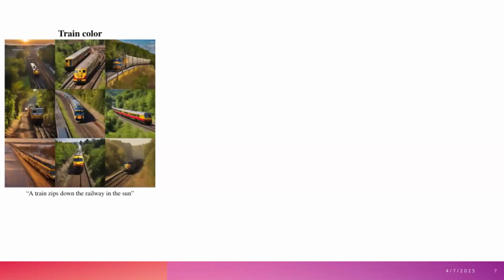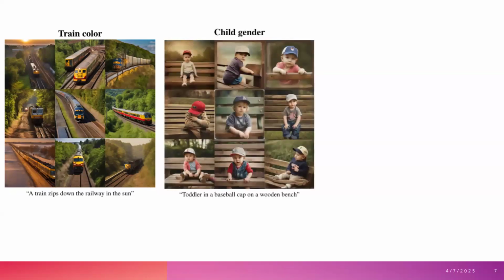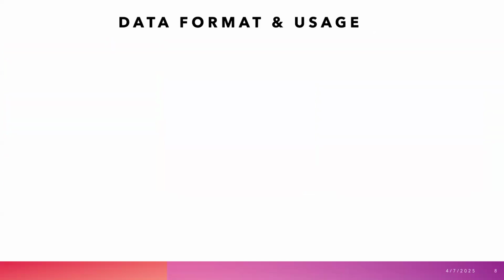And you see, these are the identified bias types from open bias. You see this prompt, a train zipping down the railway in the sun. This prompt generated some synthetic images, but it identified the train color as a bias type. In the same way, you can see the toddler in a baseball cap on a wooden bench. So this identifies the child and gender bias. And the next one, a photo of a person on a laptop in a coffee shop. So this identified the laptop brand as bias.